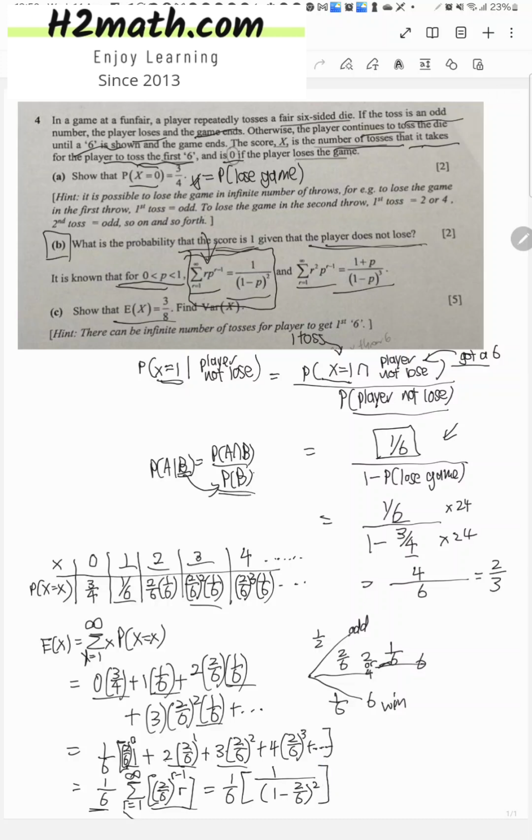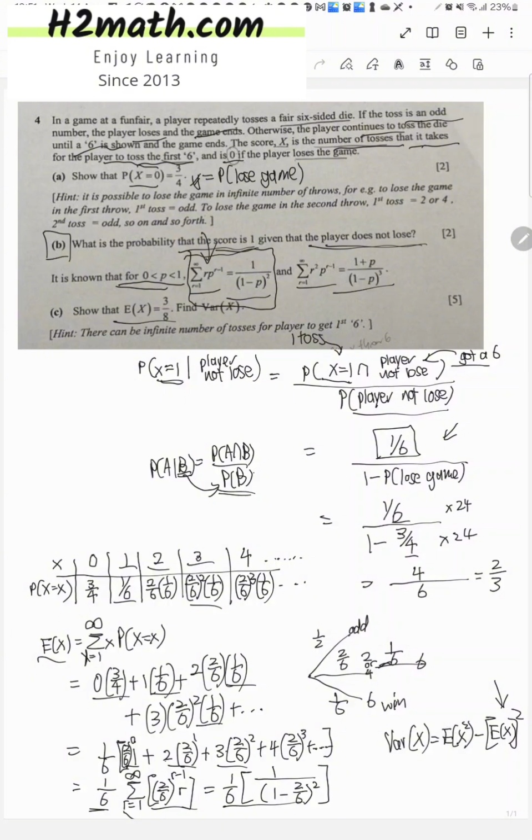Then the next part, to get variance of x, I will leave it to the next video. Variance of x is equal to E of x squared minus the square of E of x. Since we have already obtained E of x here, we just substitute it in and square it. But how about the expectation of x squared?